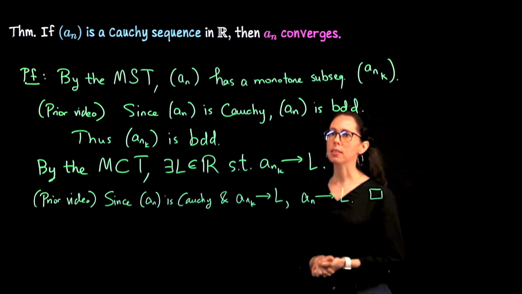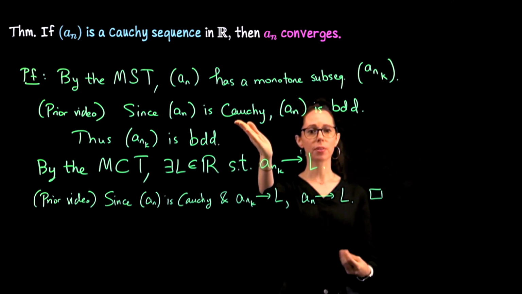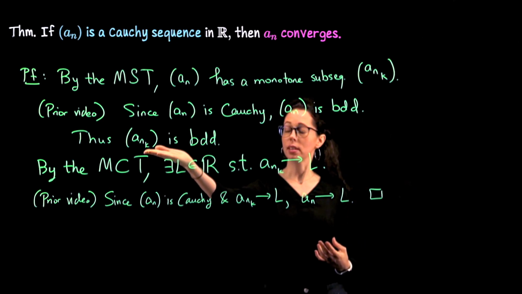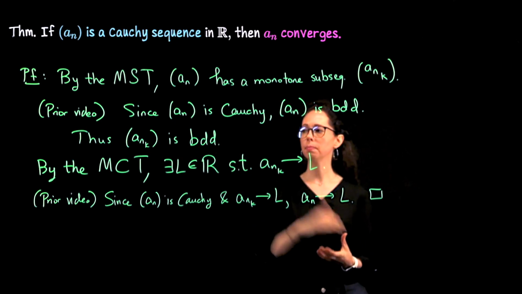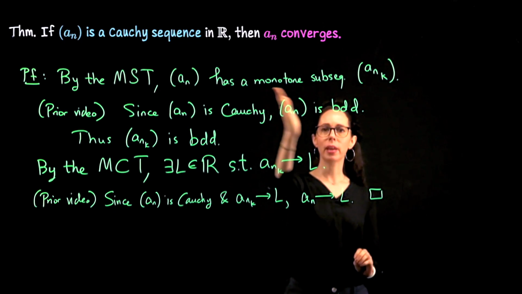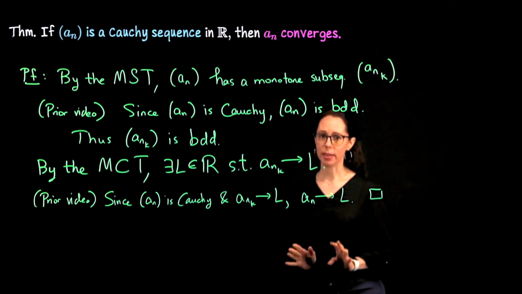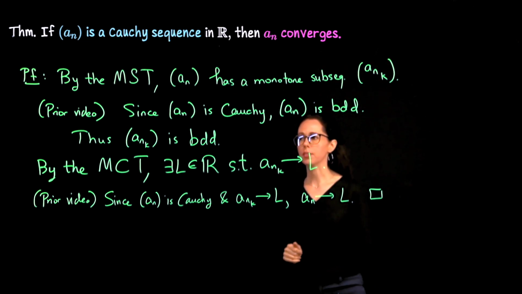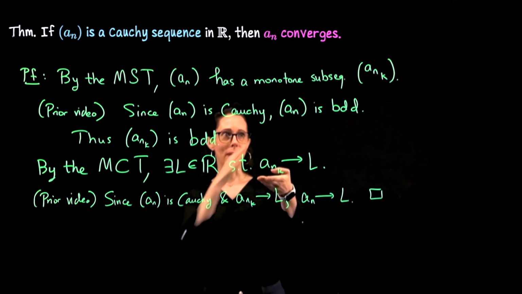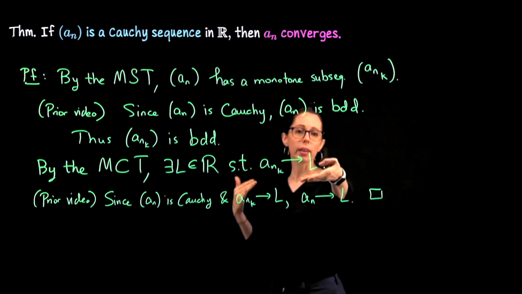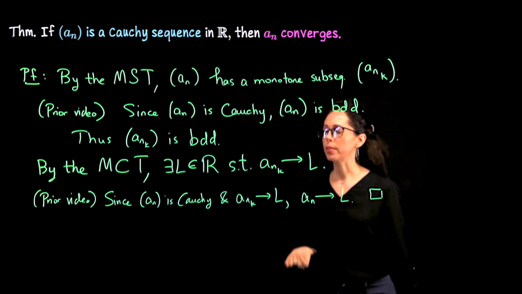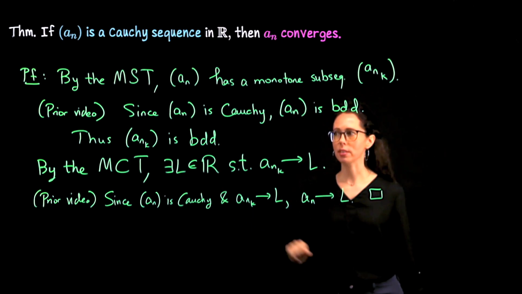And then since it's Cauchy, we proved in the previous video that it's bounded. And since this consists of terms from the original sequence, this is also bounded. Anytime you are working with sequences of numbers and you see the words monotone and bounded, you should think about the MCT. So that should come to you as soon as you start seeing those adjectives. So by the monotone convergence theorem, the bounded and monotone subsequence converges. Knowing it converges allows us to write down an explicit limit. We're just going to name it L. And then in the previous video, we proved that a Cauchy sequence with a convergent subsequence also converges.